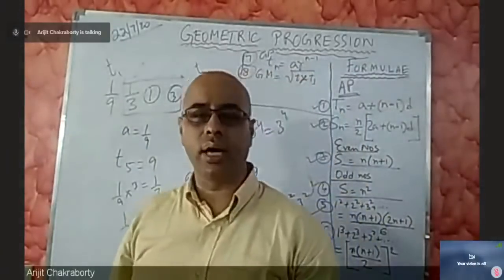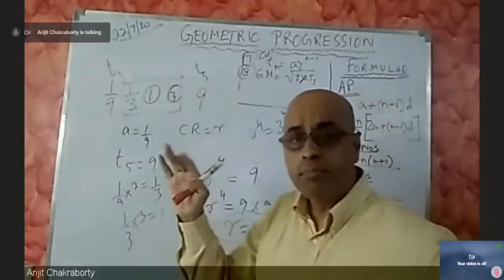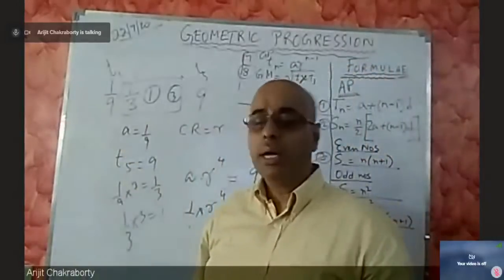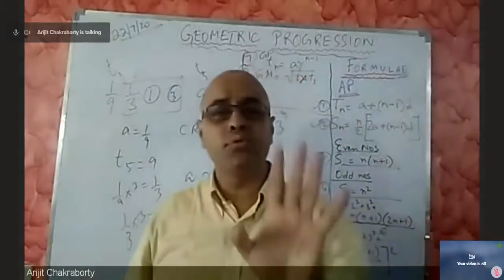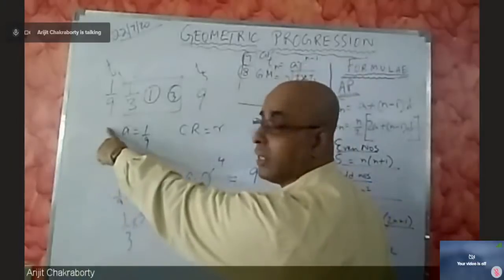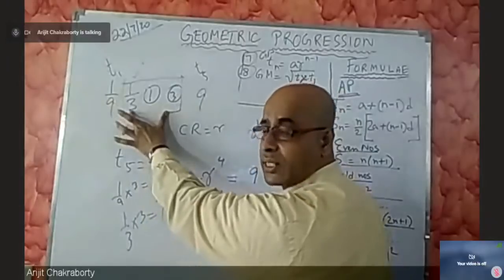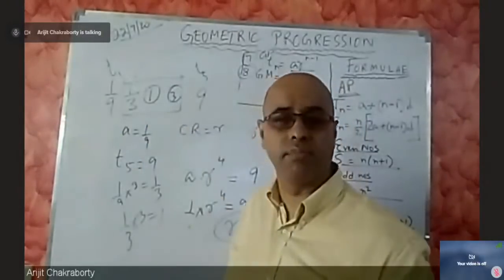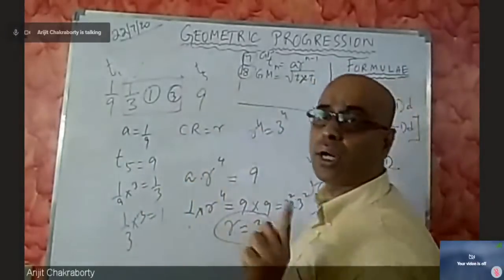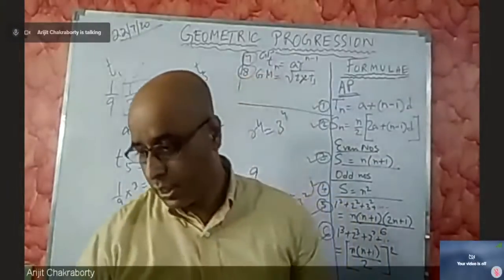I am sure it's clear now, and that is how we formulate and develop a way to solve these types of numericals. If they tell you 5 geometric means instead of 3, then the first term remains 1 by 9, and 5 geometric means will be here. So 1 and 5 is 6, so this 9 will be the 7th term. Accordingly, you put n equal to 7 here and solve for R. So this is how we solve these types of problems.